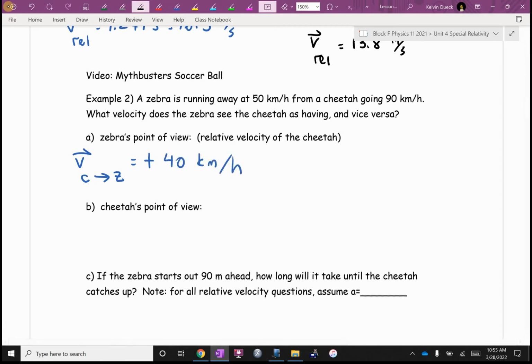What about the relative velocity of the zebra to the cheetah? Well, now imagine you're the cheetah. What you see is the hindquarters of the zebra getting closer and closer. So as far as you're concerned, the zebra is walking backwards towards you. The zebra is walking backwards, negative. How fast? Same answer, same magnitude. 40.